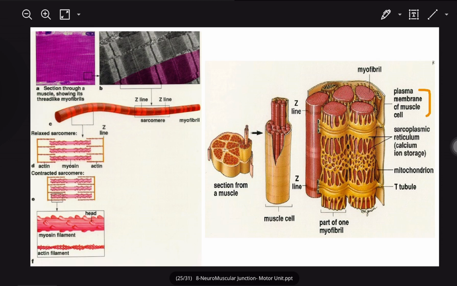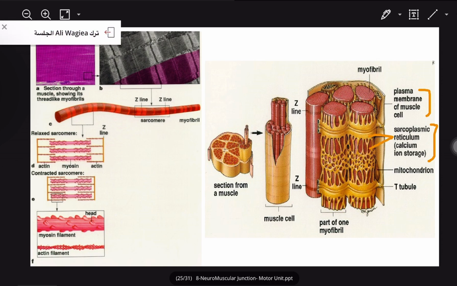So the plasma membrane, you don't need to know. This is the sarcoplasmic reticulum, which actually has the calcium ion storage. So here we have storage, and if they open, we will have a contraction in general. Okay, we will have a big contraction.